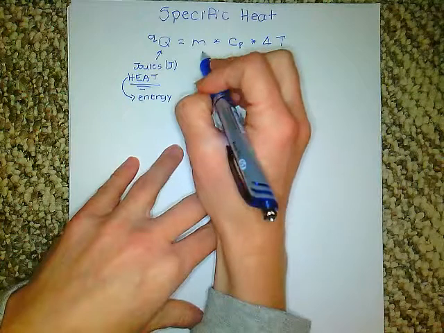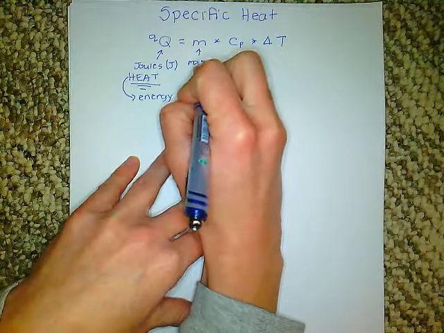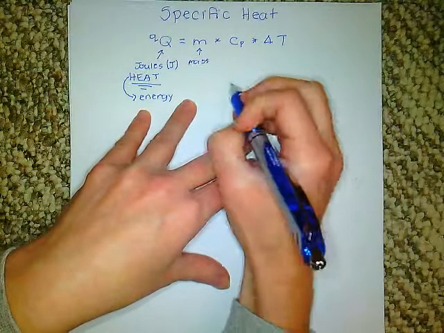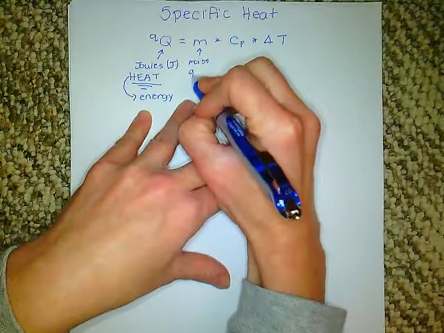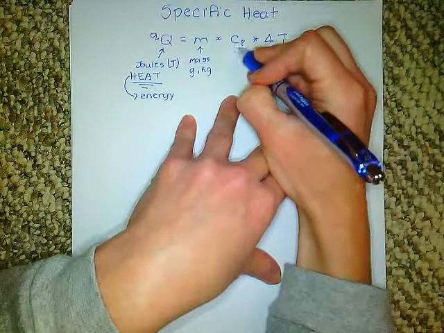The second part of this equation is the M, and this is probably the easiest. This right here is the mass. Even though you do have to be a little bit careful on this, and we'll talk about why. Mass is measured in grams, or in this situation, it could also be measured in kilograms.